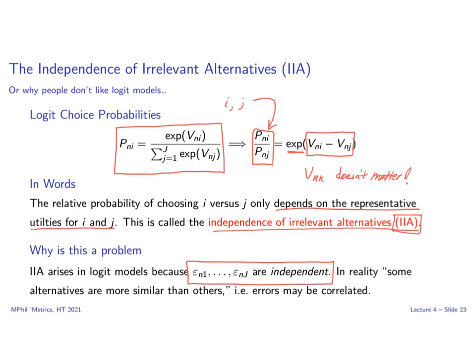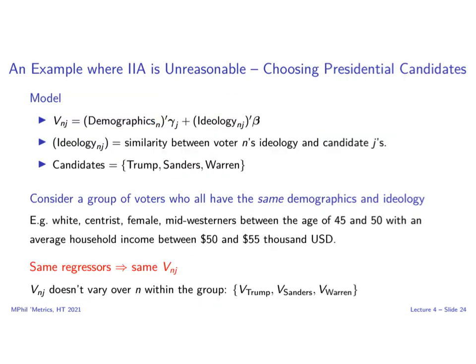In many real-world examples, however, it is much more plausible to allow dependence between the errors across alternatives. In other words, some alternatives are more similar than others, and models that ignore this fact can make nonsensical predictions. Consider an example in which each voter, n, must choose a presidential candidate, j, from the set Trump, Sanders, Warren.